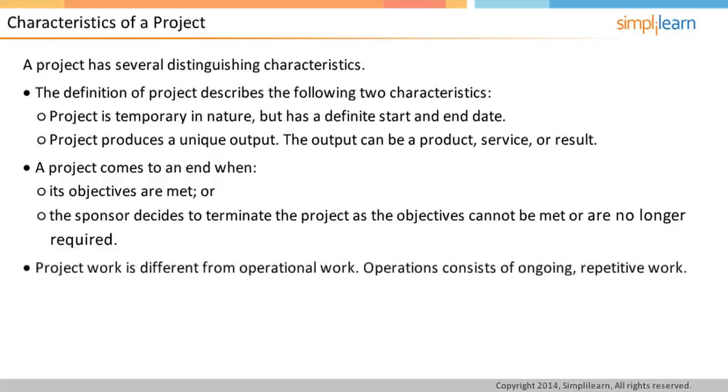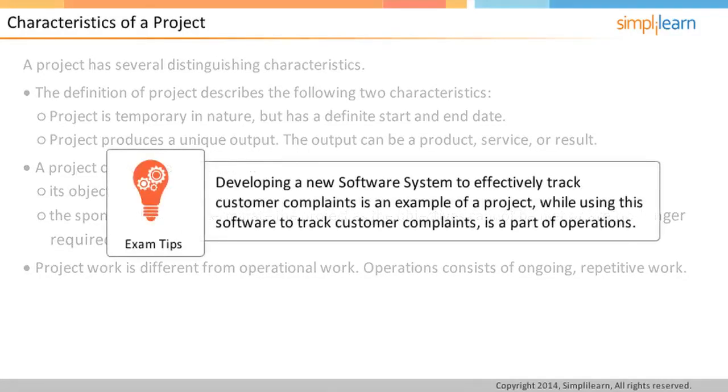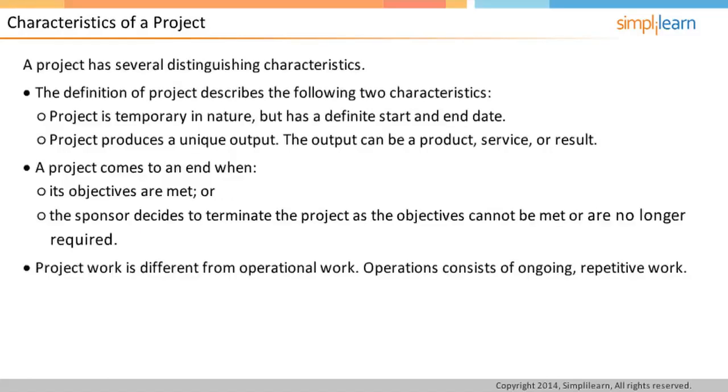It is important to differentiate project work from regular operational work. For example, your office receptionist does the same work every day of picking up any incoming call and directing the call to the right person in the office. This is ongoing repetitive work and can be classified as operation. Operations, unlike projects, are neither temporary nor unique. Creating a new software system to effectively track your customer complaints can be an example of a project. When the software is successfully developed, the project objective is met, which marks the end of the project. When you start using this software to track customer complaints, you are entering into the operations phase. In the next screen, let us now look into project management.